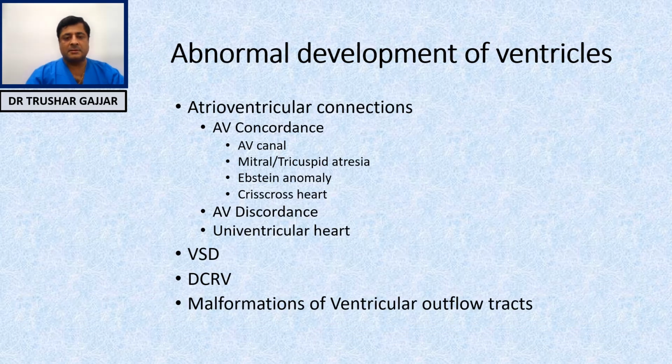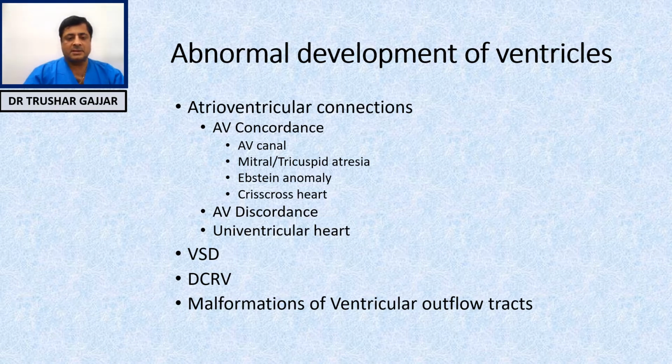Let us see the anomalies of ventricular development. Now, before we go to the anomalies of the ventricles, we'll first understand the concept of concordance and discordance of atrioventricular connections. When the right atrium is connected with the right ventricle, that is called concordance. When the left atrium gets connected with the left ventricle, it is called concordant connection. But if the right atrium is connected with the left ventricle or the left atrium is connected with the right ventricle, that is called discordant connection.